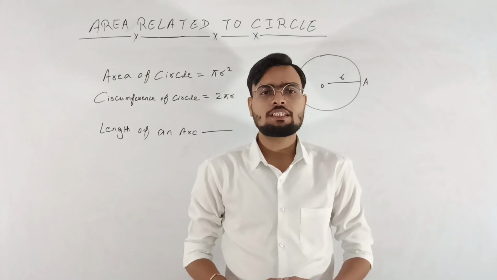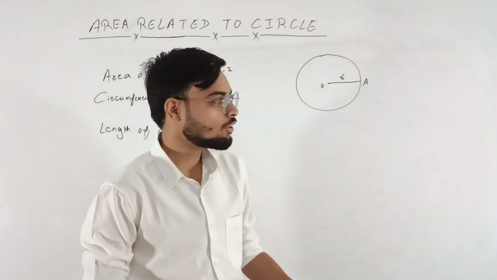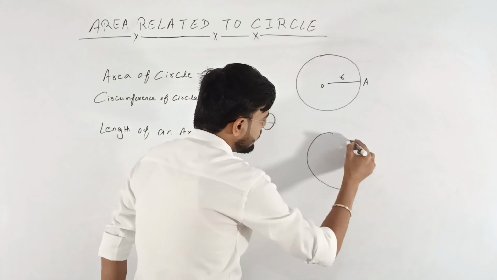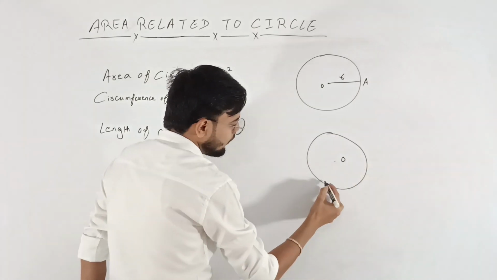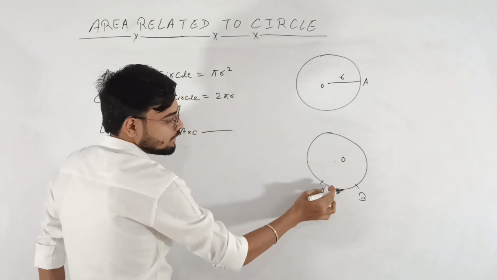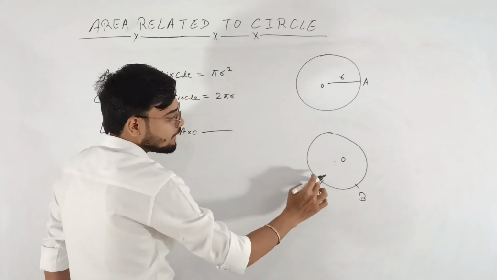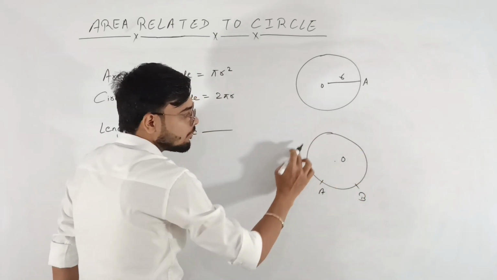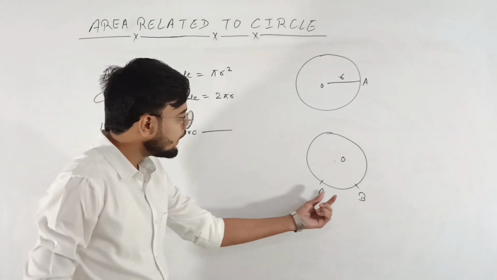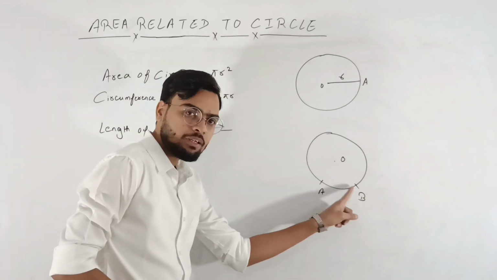Understood? Now the next thing we learn is how to find the length of an arc. So look here, this is my circle with center O, and this one is my arc. This AB is an arc. Now the smaller one is called the minor arc, and this bigger one is called the major arc. Okay, so look how we find the length. Length means the distance between A and B.